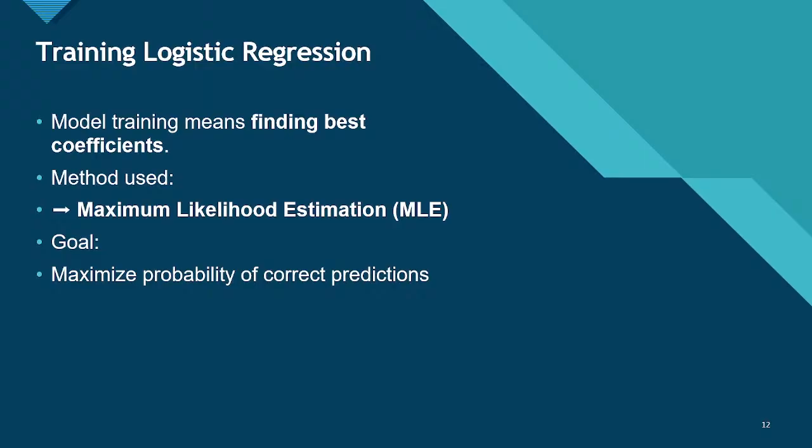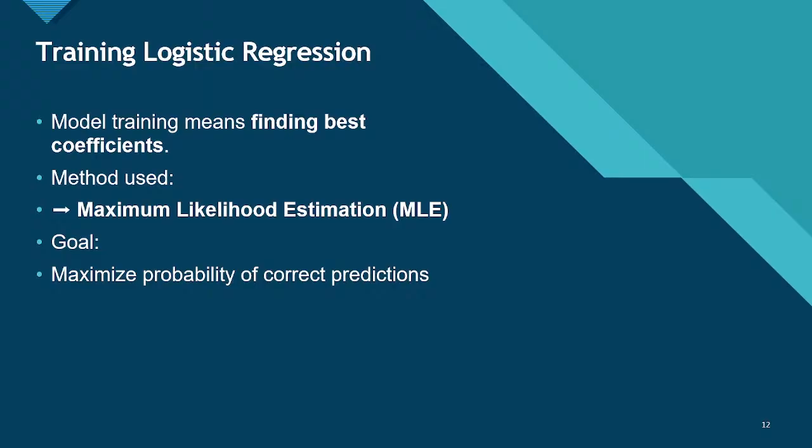The model equation is P(y=1) = 1 / (1 + e^-(b0 + b1x1 + b2x2 + ... + bnxn)). B0 is the intercept, which shifts the decision boundary left or right. B1, B2 are the weights, which measure the influence of each feature on the outcome. The goal of training is to find the values of b0, b1, ..., bn that make the model most accurate.